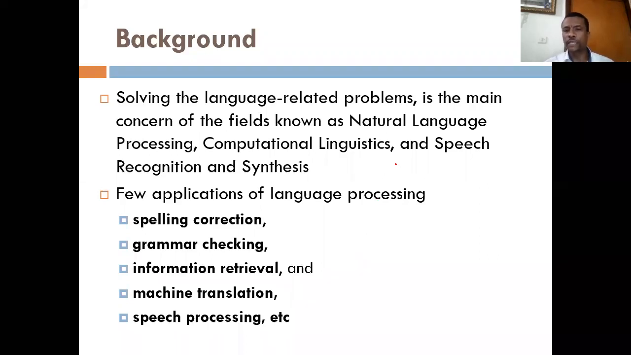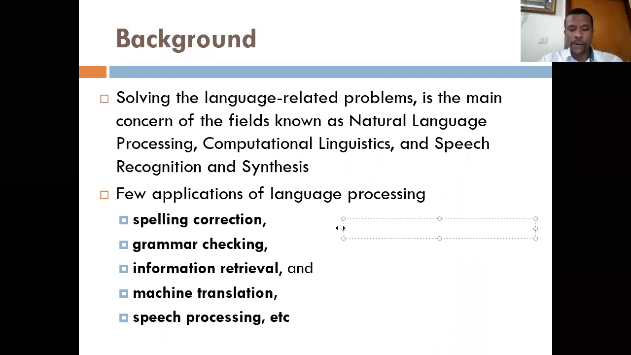Let's take one Amharic sentence. Let's say: መኪናው በሮ ሄዶ መብራቱን ጣሰ, and let's say there is a full stop. Okay, this is a valid sentence, right?